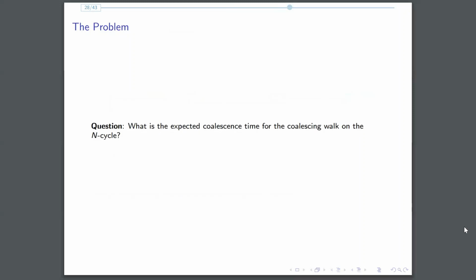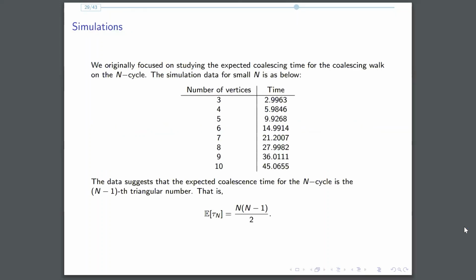This leads us to our main problem. We want to find out what the expected coalescence time for the coalescing walk on the n cycle is. We first started by running some computer simulations. We estimated the expected time to coalescence for small numbers of vertices for the n cycle. And we found that the expected coalescence time for the n cycle is the n minus 1th triangular number. That is, the expected value of tau n is equal to n times n minus 1 over 2.